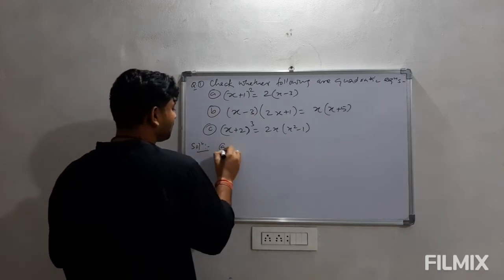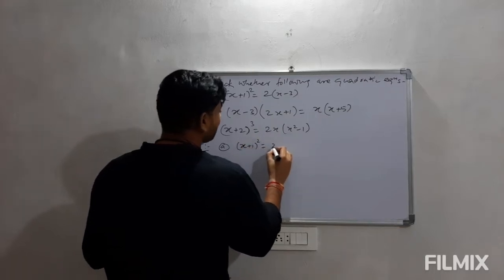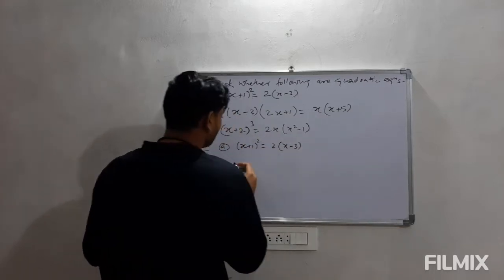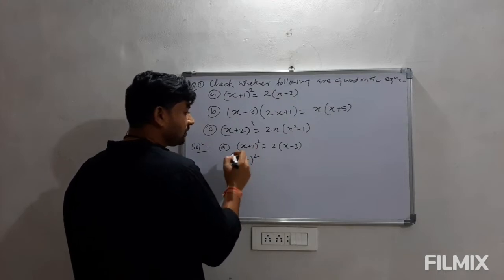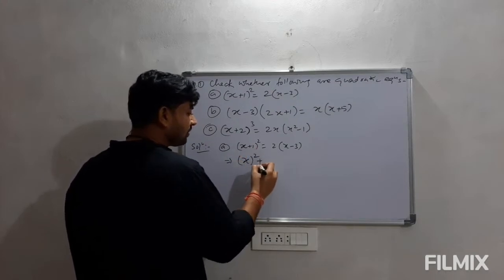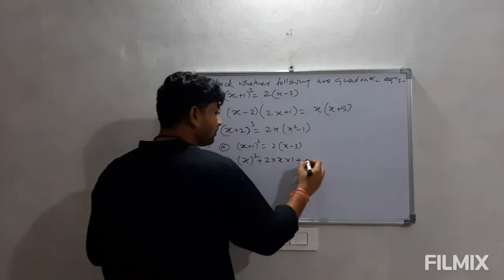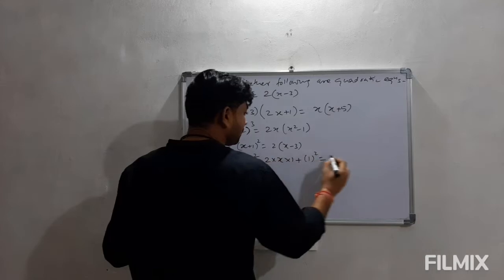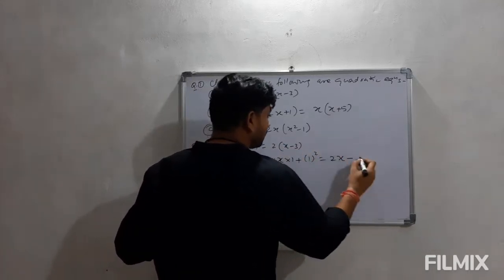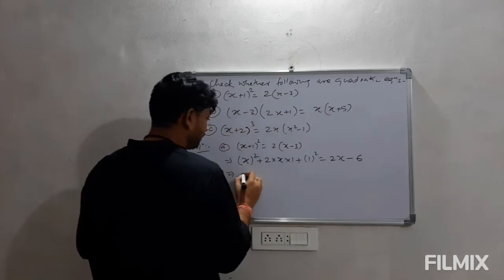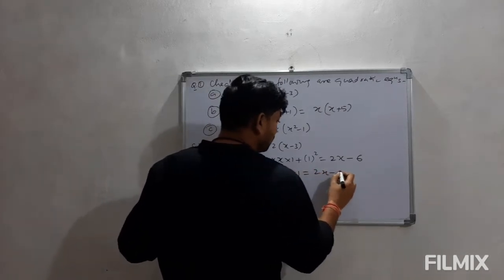So in the solution part, suppose we take the first one. It is x plus 1 whole square is equal to 2 times x minus 3. So x plus 1 whole square is a square plus 2ab plus b square. So it is x square plus 2 into x into 1 plus 1 square is equal to, if we multiply 2 in this, it is 2x minus 2 into 3, that is 6. Now x square plus 2x plus 1 is equal to 2x minus 6.